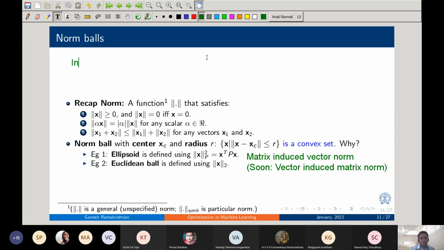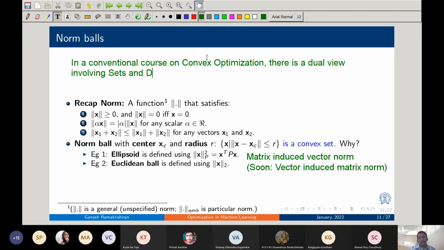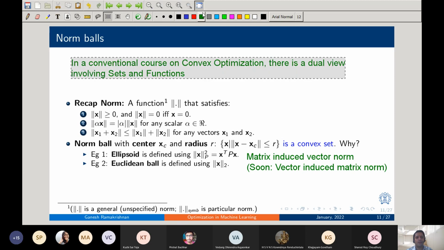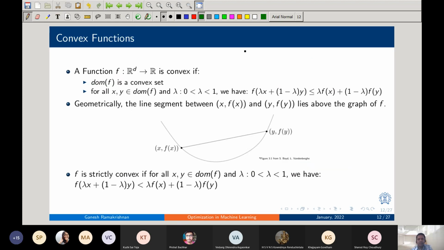In a conventional course on convex optimization, there's a dual view involving sets and functions. While we see sets and functions so differently, especially when it comes to convexity, there are some very interesting dual views that hold. But we'll see that a little bit more through the course as we proceed. So let's move on to convex functions.